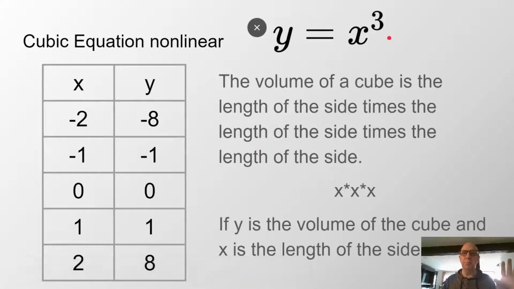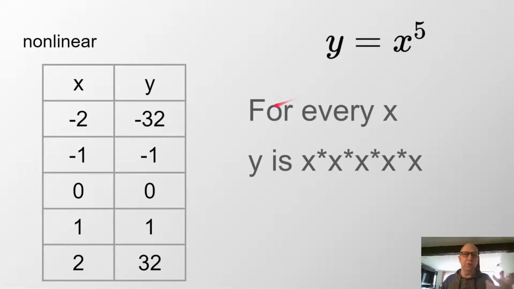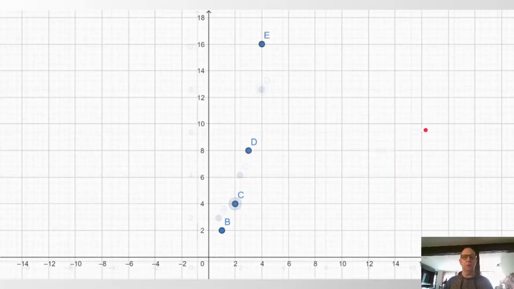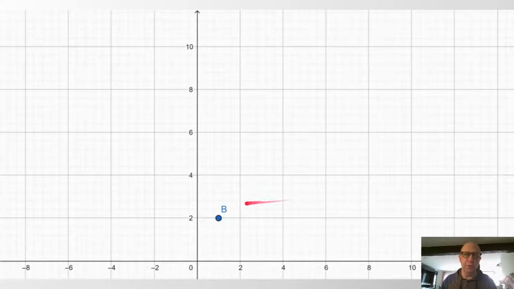You don't really have to memorize all of this. You just have to know that if you have an exponent, basically a number, in any of the terms, then it's going to be nonlinear. Okay. So x to the 5th looks exactly the same. The numbers are just going up dramatically bigger. Y equals x times x times x times x times x. Right? The last two are different, but the same.